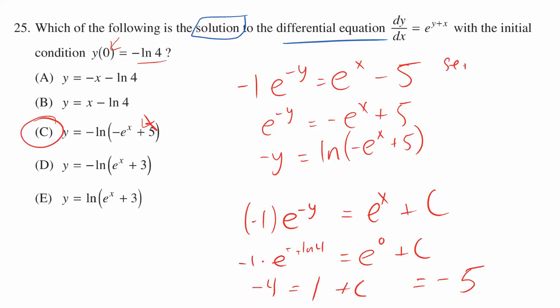So, separated the variables, integrated, solve for c, solve for y. Good work.